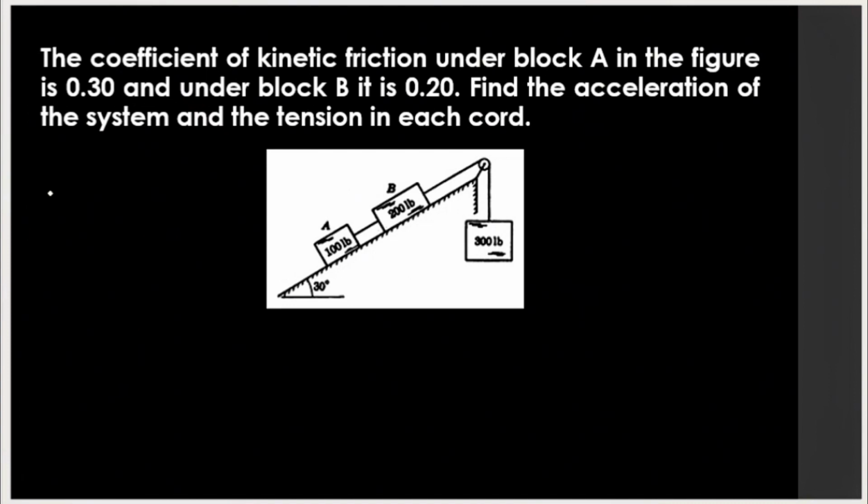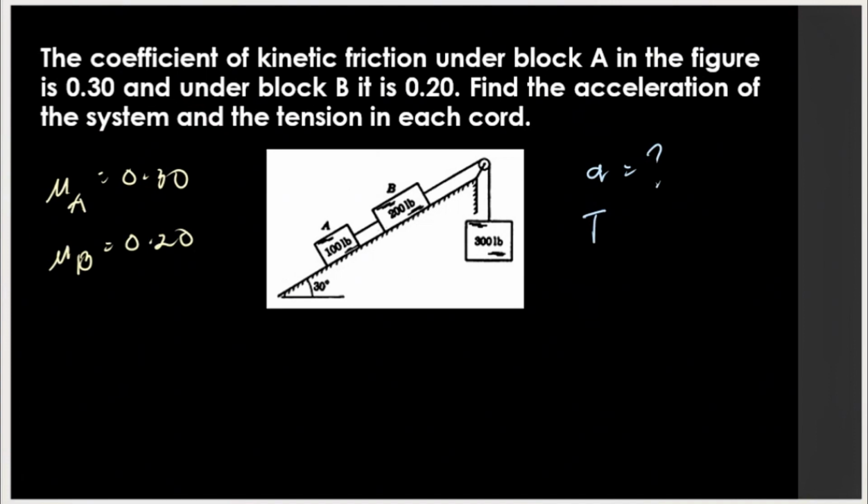Unang part, let's write all the given. Ang coefficient daw ng friction sa A is 0.30 while the coefficient of friction sa B ay 0.2. Ang unknown lang sa atin dito ay the acceleration in the system. So pinapahanap ulit sa atin yung acceleration in the system and the tension in each chord. So yung mga tension yan. Ilan bang possible tension yung nandito? Mukhang meron tayong dalawang possible tension, no?